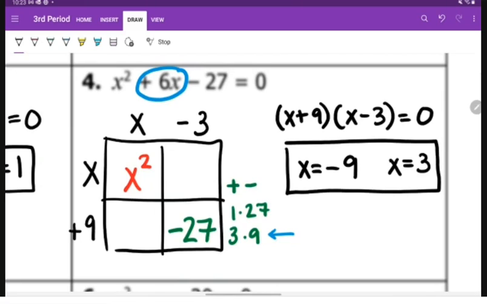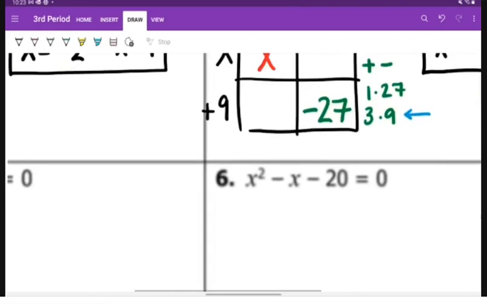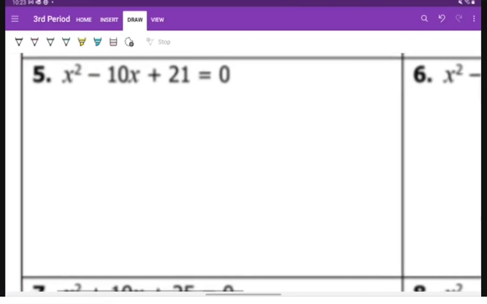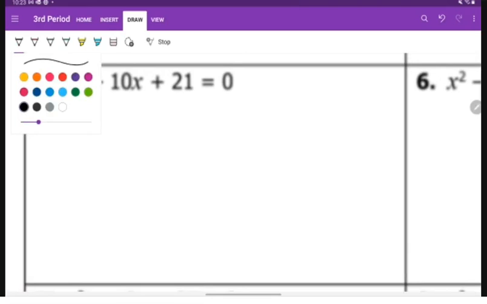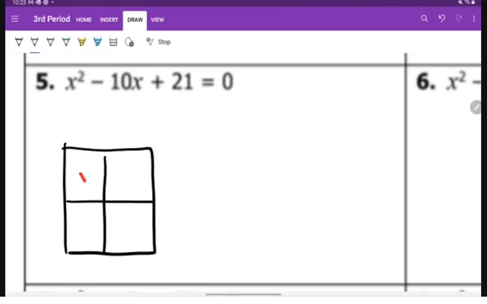You guys all did really well on this problem. I was quite impressed. I feel like the ones with a negative number in the bottom right box are the tougher problems, and I think you guys are all doing very, very well on these. Let's take a peek at number 5. In number 5, we're going to start with our rectangle, throw an x squared in the top left, and a positive 21 in the bottom right.